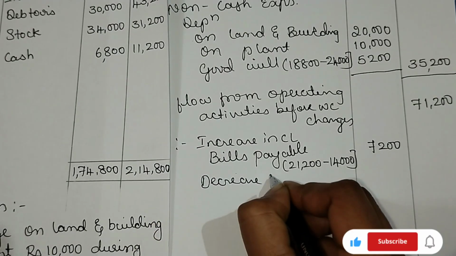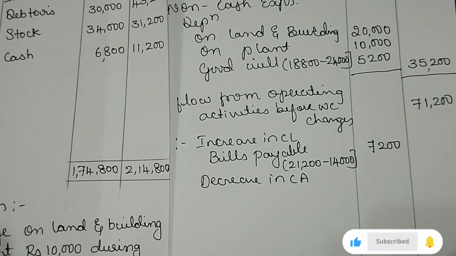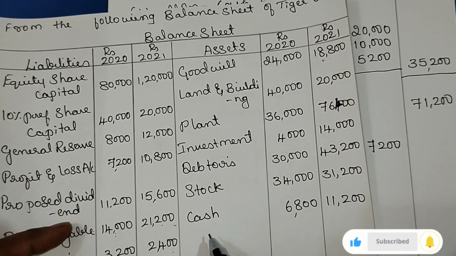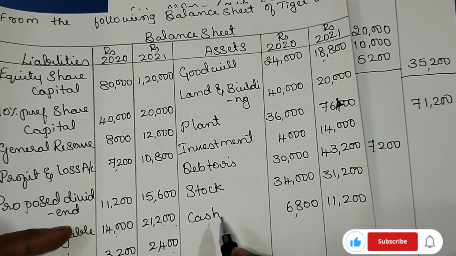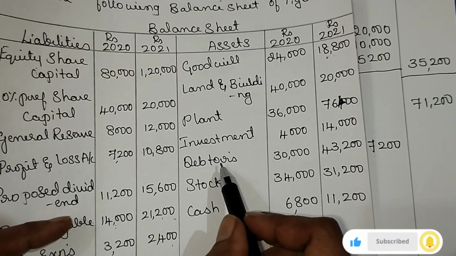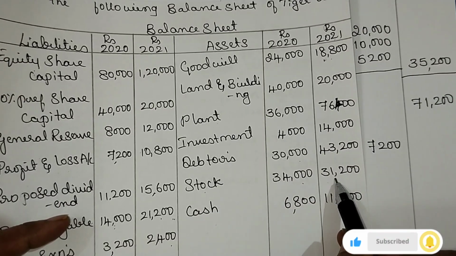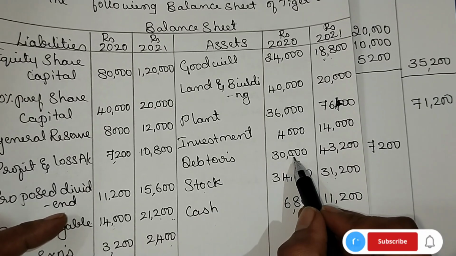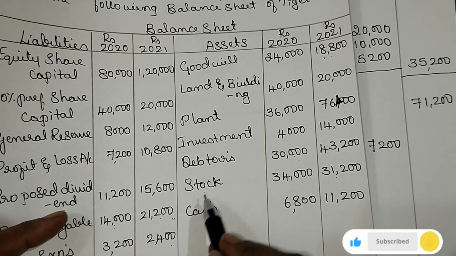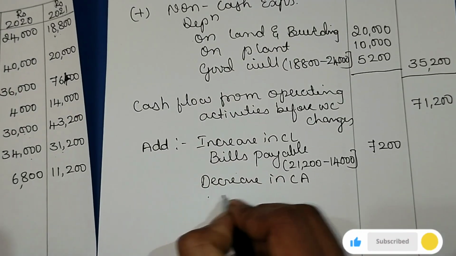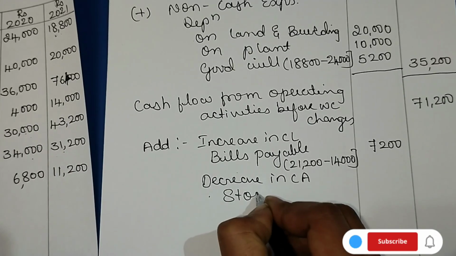Decrease in current assets we add. So which are current assets? Debtors, stock. Cash is also a current asset, but we are not going to consider it here. So debtors increase, stock decrease. Increase in current asset we are deducting. Decrease in current assets we are adding. Now stock we are adding here.